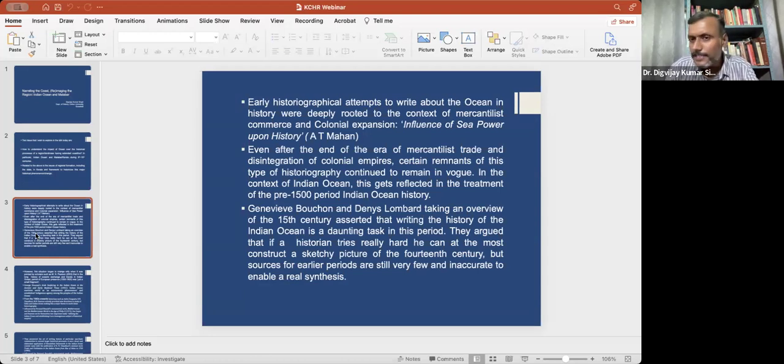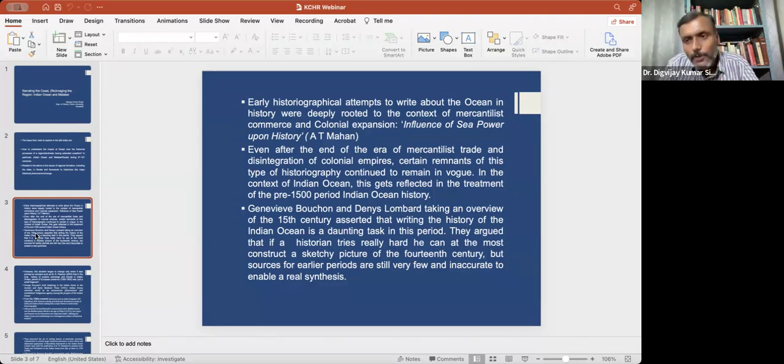With very few exceptions like J.F. Hourani's Arab Seafaring in the Indian Ocean in Ancient and Early Medieval Times, which tried to address this historiographical bias in the writing of the Indian Ocean, we don't have many other writings which give importance to the Indian Ocean in the pre-1500 period.